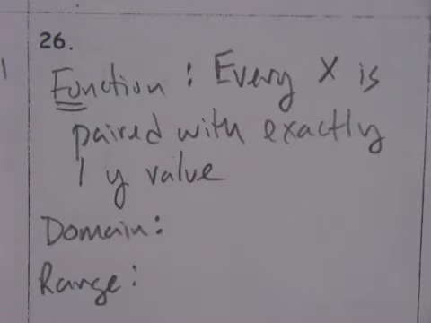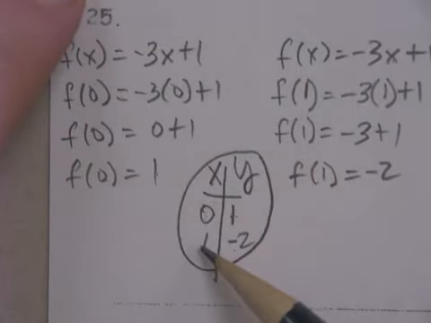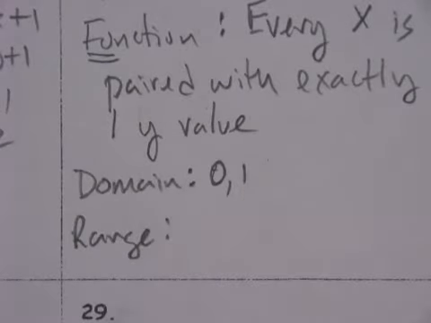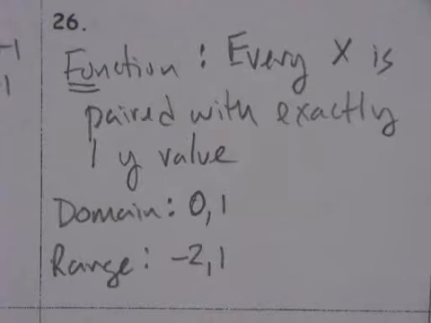So the domain for number 26, well, let's go back to 25. Remember, the domain is all the x values, and the range are all the y values. So let's plug them in. So this is 0 and 1 and negative 2 and 1. So there's the domain, and there is the range. Okay, that was lesson number 90.